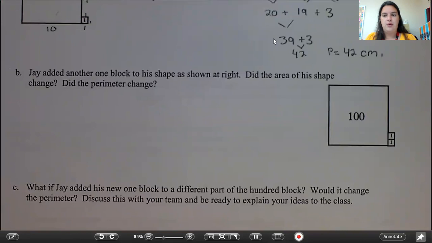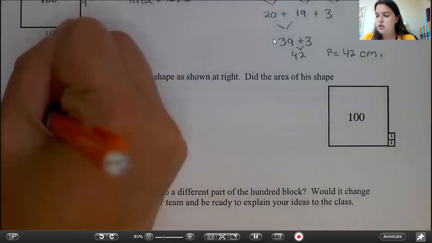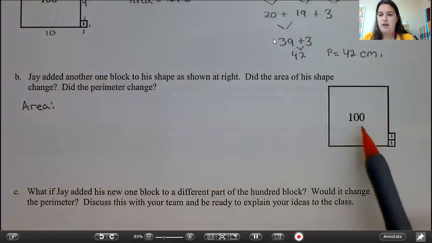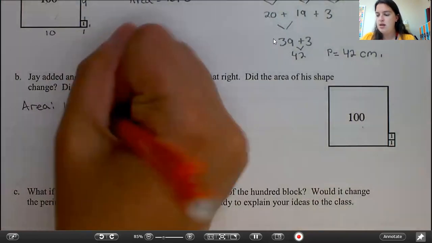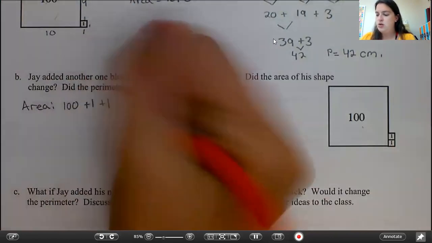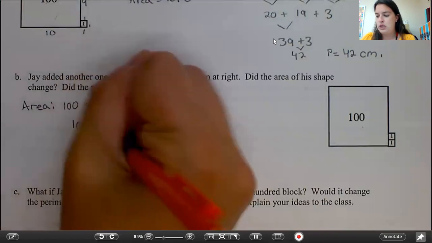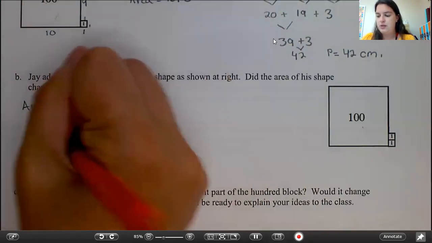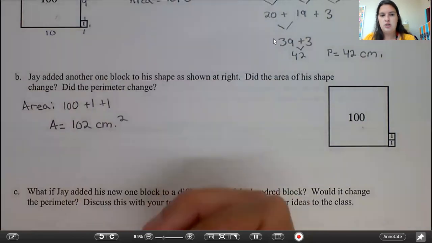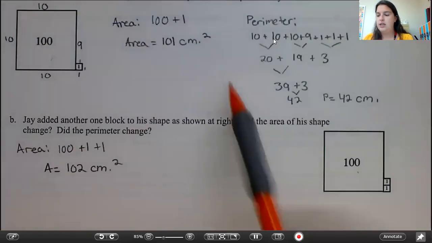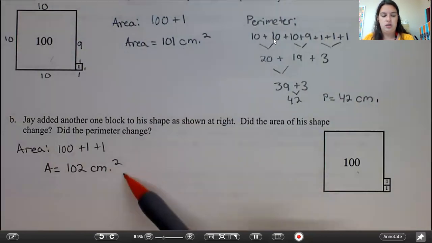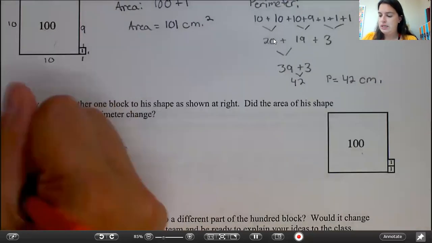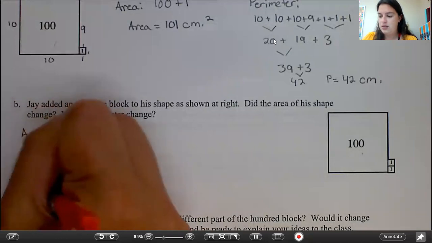Okay, if you are back with me, that means you attempted this problem. Well, let's look at the area. Remember, the area is just the inside of the blocks. So we have a 100 block plus the 1 block that we had in part A plus another 1 block. So that would be 102 centimeters squared for the area. So did that change? Well, let's look. Yeah, it did. Originally, we were at 101 centimeters squared. Now we're at 102 centimeters squared. So we're going to say that the area did change.